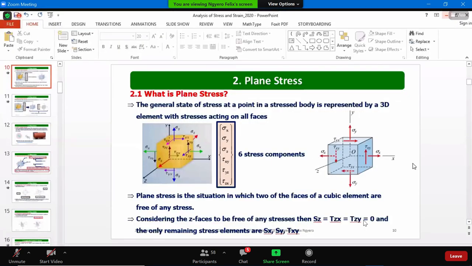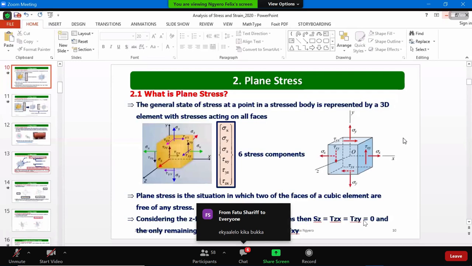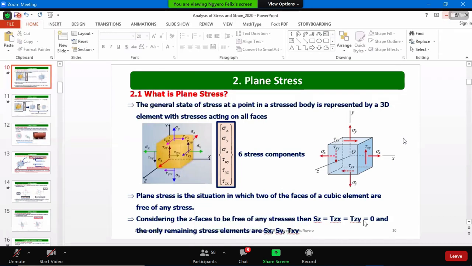The case of plane stress occurs in things like pressure vessels or a tank with a wall that is very thin. The thickness of the tank wall of the pressure vessel in that video is always small compared to the other dimensions, and also when we are analyzing a plate, there are structures called thin wall structures. They have a very small thickness compared to the other dimensions, like a tube.